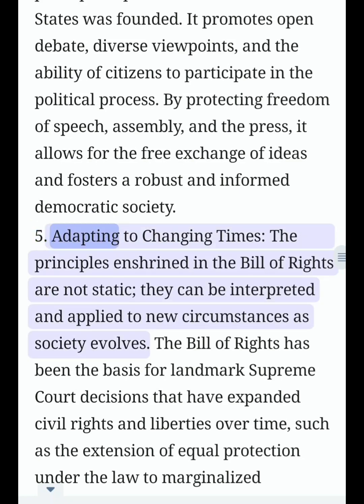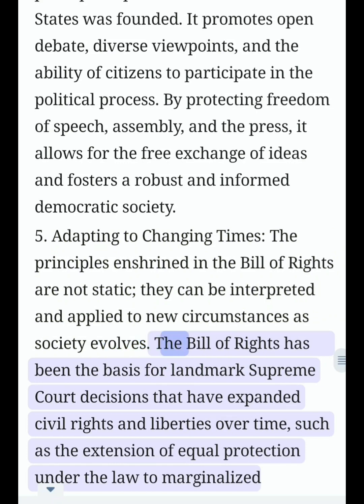5. Adapting to changing times. The principles enshrined in the Bill of Rights are not static. They can be interpreted and applied to new circumstances as society evolves. The Bill of Rights has been the basis for landmark Supreme Court decisions that have expanded civil rights and liberties over time, such as the extension of equal protection under the law to marginalized groups.